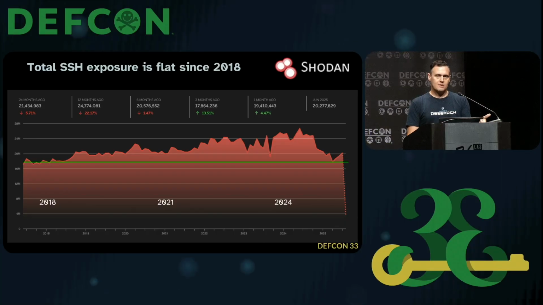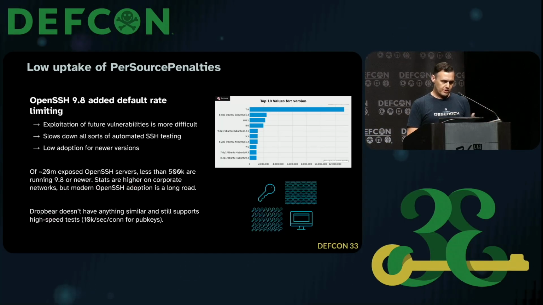And this is the Shodan data. But we also ran our own v4 scans and compared them to see how different they were, and they lined up pretty well. Another interesting take is the OpenSSH.